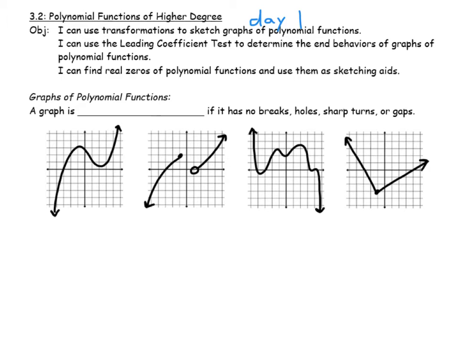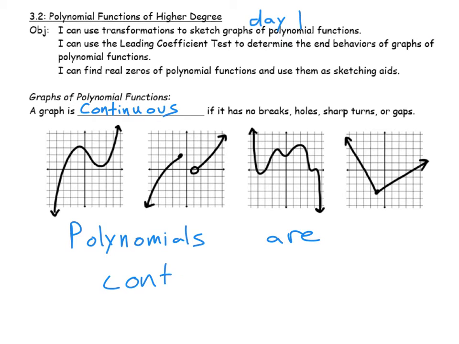So this is kind of a general property of polynomials. We say a graph is continuous if it has no breaks, holes, sharp turns, or gaps, okay? Big point to make down here. Polynomials are continuous. They have no breaks. Okay, that would be like right here. That's got a break. Probably some kind of piecewise function, but just not a polynomial, which is why I'm crossing it out.